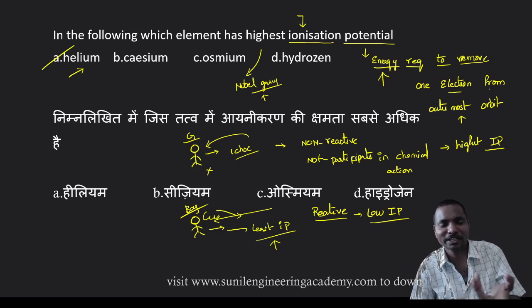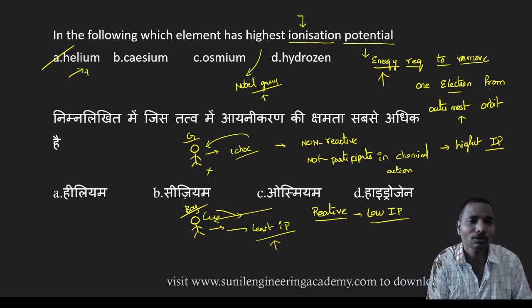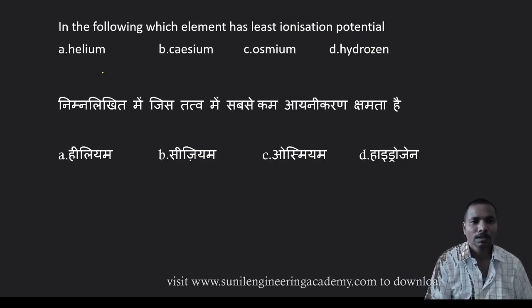Ionization potential: the energy required to remove an electron from the outermost orbit. It is very difficult to remove electrons if that element does not participate in reactions at all. So which do not participate in reactions? Noble gases. Helium is there, so go with helium. Which element has the least ionization potential?